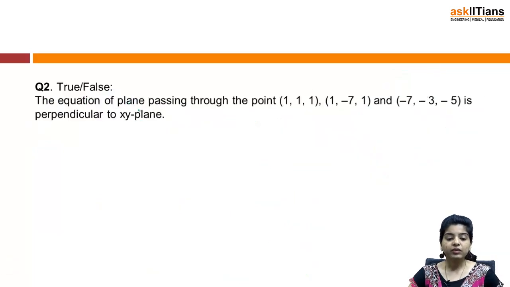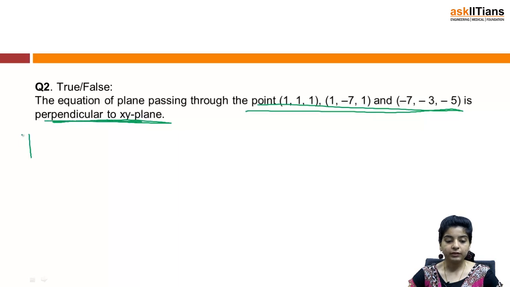The next thing that we have is true or false. The next question says the equation of the plane passing through these 3 points is perpendicular to the xy plane. So again, first of all I'll find the equation of a plane passing through one of the points.